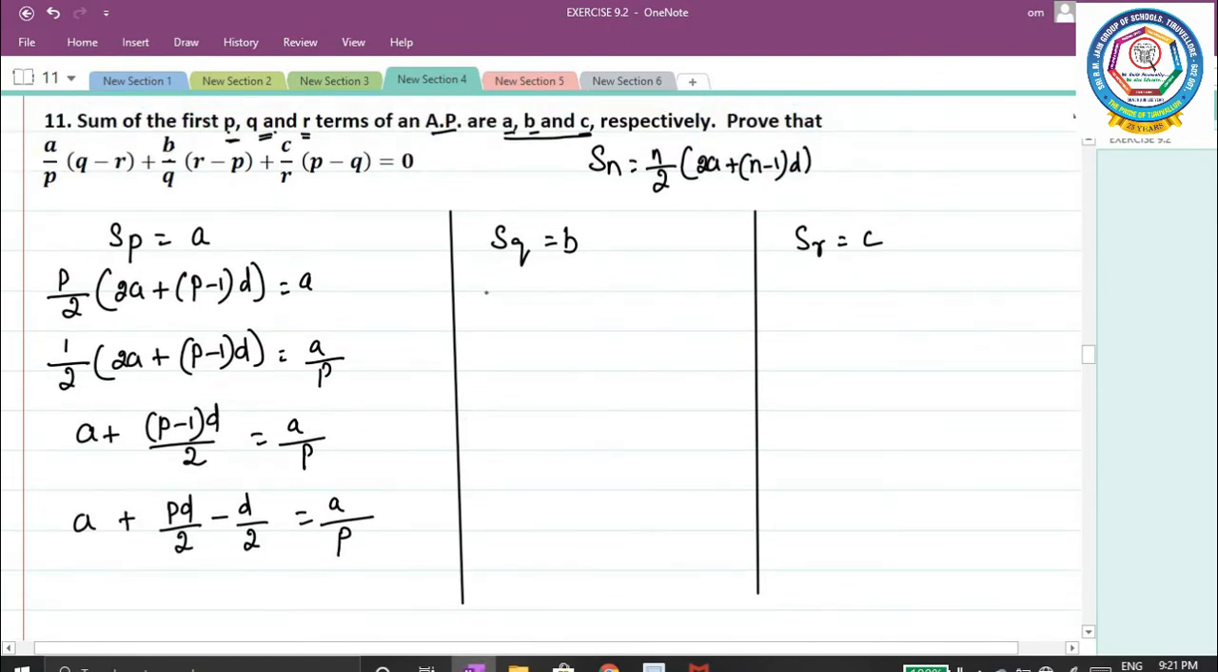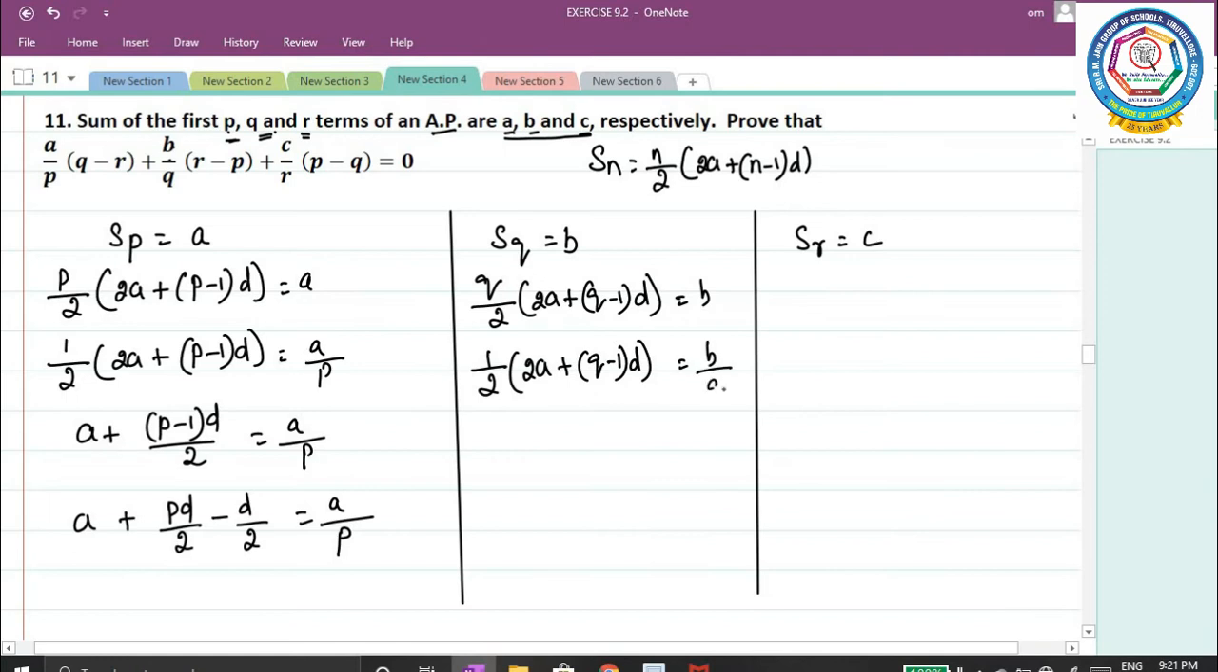Next one, SQ is equal to B. Therefore, Q by 2 into 2a plus Q minus 1 into D equal to B. Here 1 by 2 into 2a plus Q minus 1 into D equal to B by Q. Next I am taking 1 by 2 inside. So a plus Q minus 1 into D by 2 is equal to B by Q. Then a plus QD by 2 minus D by 2 equal to B by Q.